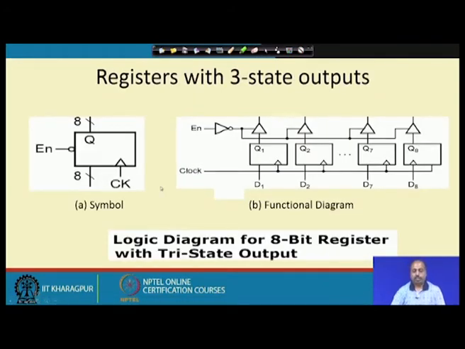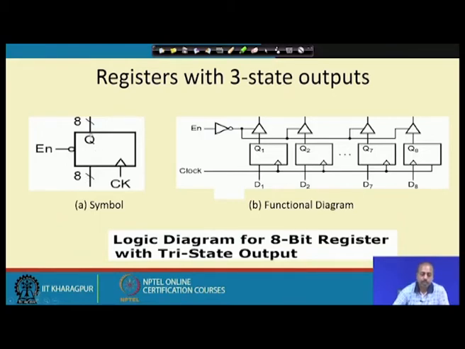Some of the registers have 3 state outputs. 3 state output means that the output can be 0, it can be 1, or it can be in a high impedance state, that is neither 0 nor 1. So, it is like this. There is an enable line. If this enable line is active, that is the enable line is 0, then whatever be the state in the register will be available on this 8-bit line.